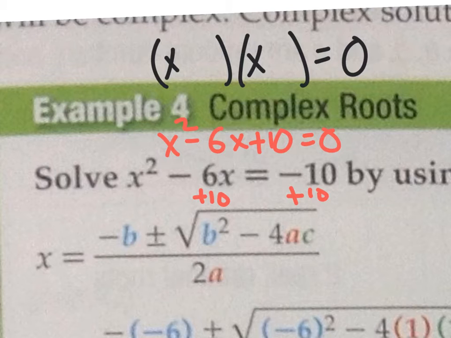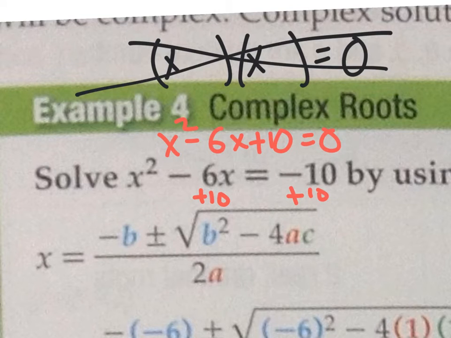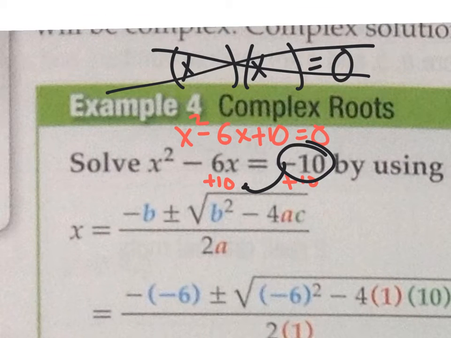So right here, factoring is nice, but it's not the answer to all your questions. Factoring does not work here. So you're faced with two choices, either completing the square or the quadratic formula. If you want the quadratic formula, you still need to take this -10 and move it over to the other side by adding 10 to both sides. That way you can see that your C value is +10, the way they do it in the book.